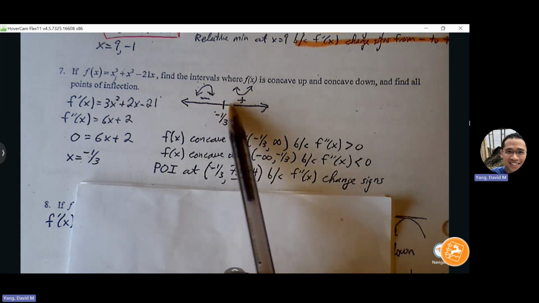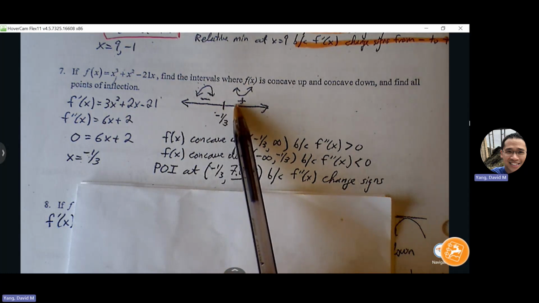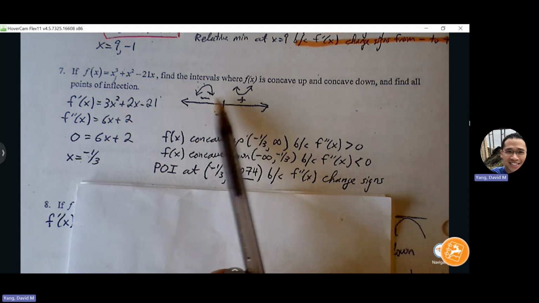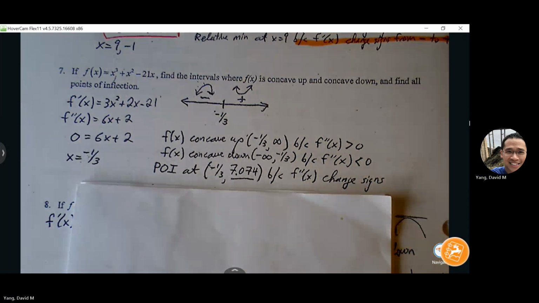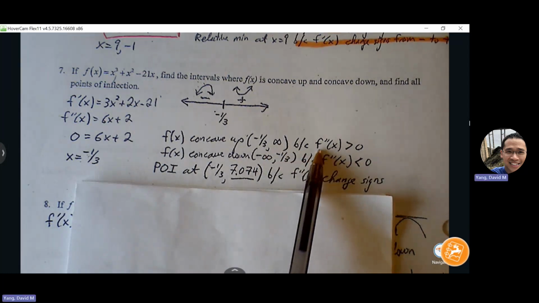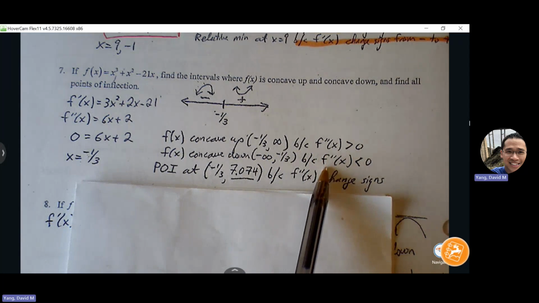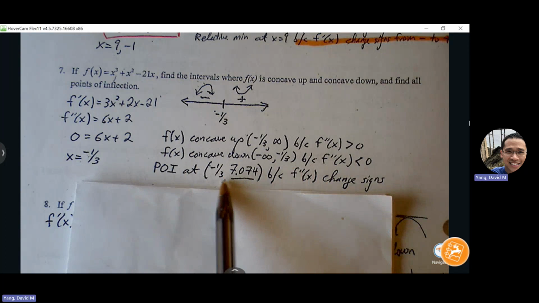The order of sign change does not matter as long as there's a sign change. So if there was a critical point with no sign change, then there will be no point of inflection. Concave up because f double prime is greater than 0. Concave down because f double prime is less than 0. Point of inflection at -1/3.